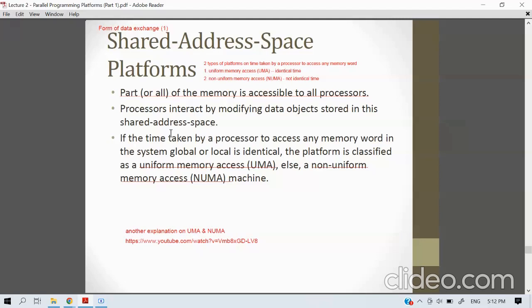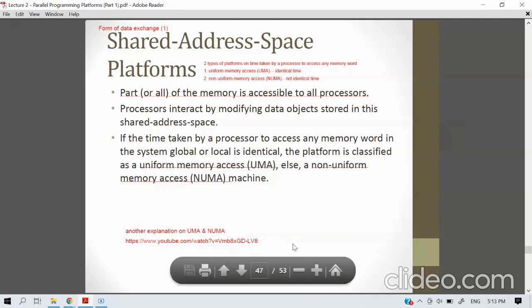Okay. So if the time taken by a processor to access any memory word in the system, global or local, is identical, the platform is classified as UMA, or else it is classified as NUMA, or non-uniform memory access. If you want further explanation on UMA and NUMA, you can go to this website or YouTube. Okay.